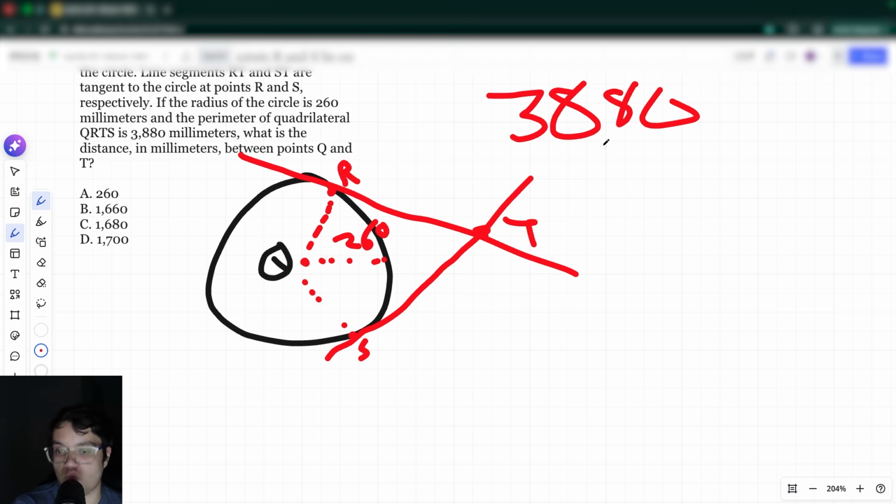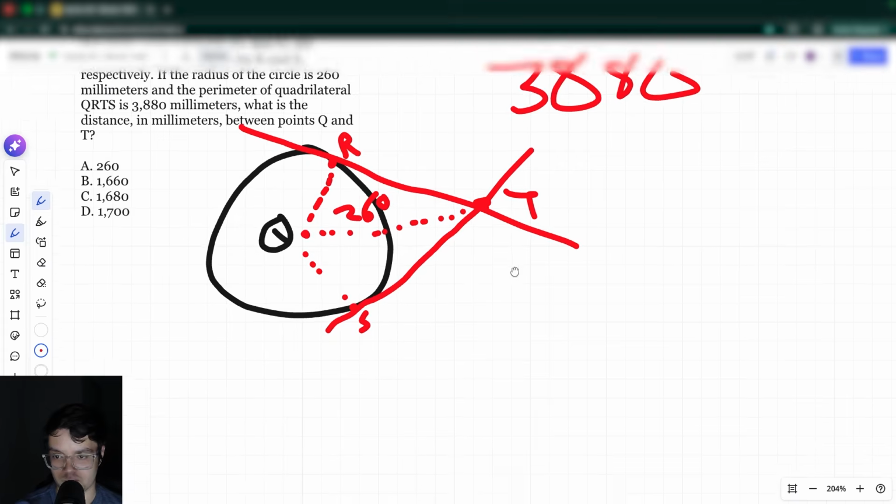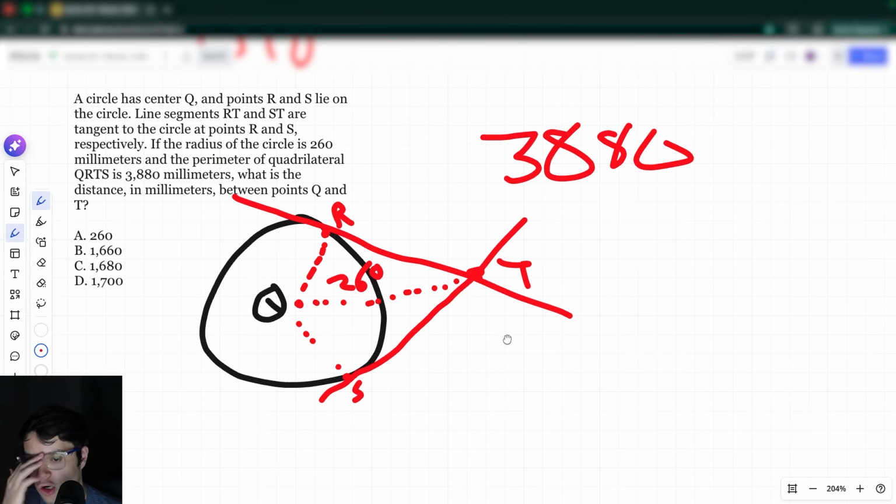And now we're trying to answer this one final question. What is the distance between points Q and T? So basically, if we draw all the way down here to T, what would that be equal to? So let's use the information we have here and try to figure out some of this stuff.